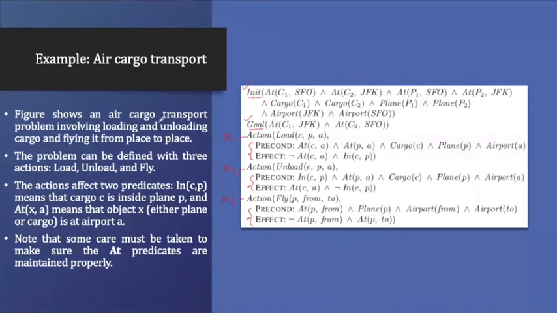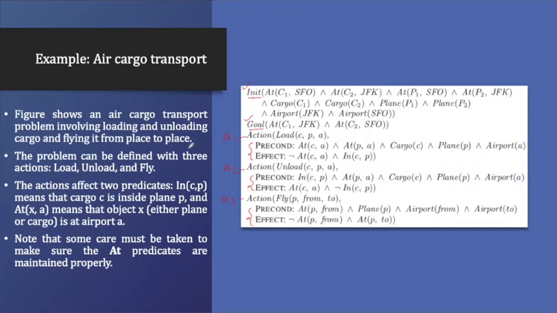Now, this particular figure shows the air cargo transport problem involving loading and unloading cargo and flying it from place to place. So what is the meaning of cargo? Cargo is nothing but some sort of goods or some appliances or something. We take it as cargo. So cargo, we have to fly from one airport to another airport, right?